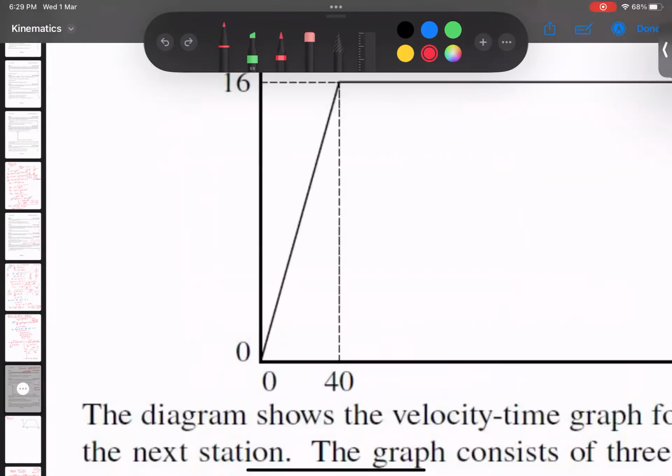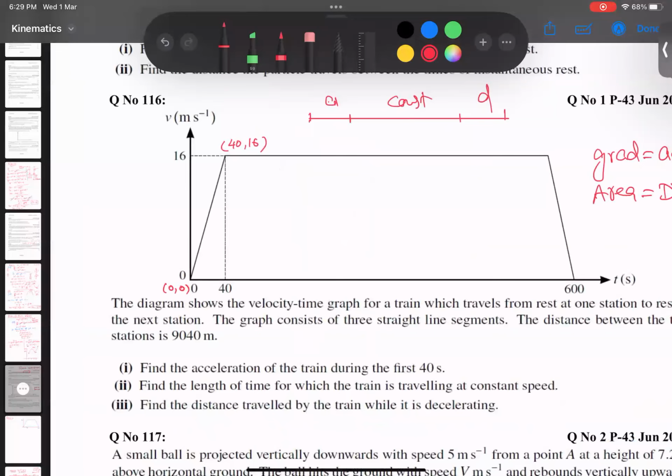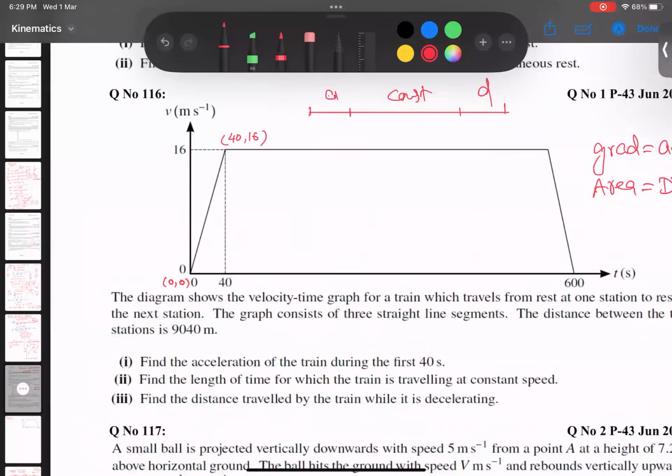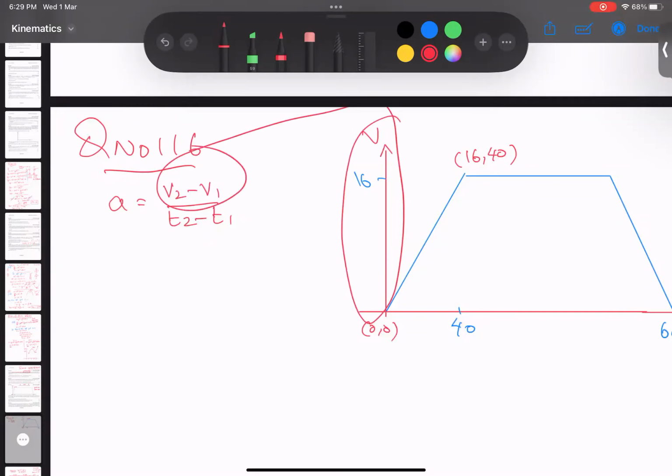So what are the coordinates here? 0, 0, and what coordinates here? X is 40 and Y is 16. So I can say here 40, 16 like that. And now I can easily find the gradient. How to find the gradient? The gradient formula of acceleration equals V2 minus V1 over T2 minus T1. Normally we use Y2 minus Y1 over X2 minus X1, but because we have velocity along the Y-axis, that is why I wrote V2.